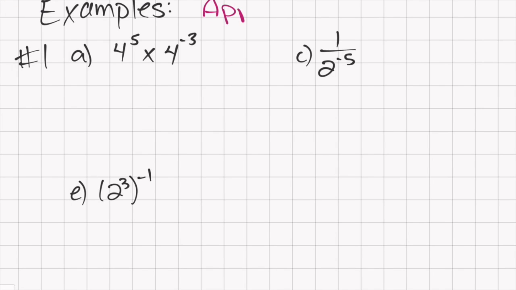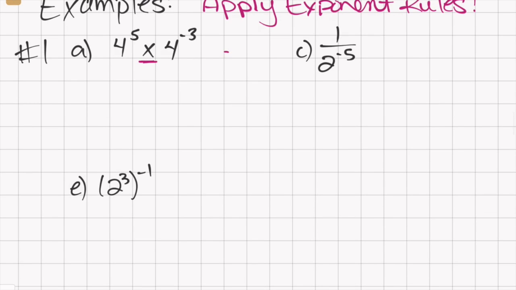Okay, let's spend some time looking at some examples. So here we have some examples, and really what we need to do is apply our exponent rules. So in this first example, I have 4 to the exponent 5 times 4 to the exponent negative 3.